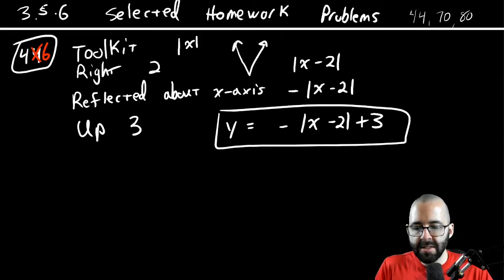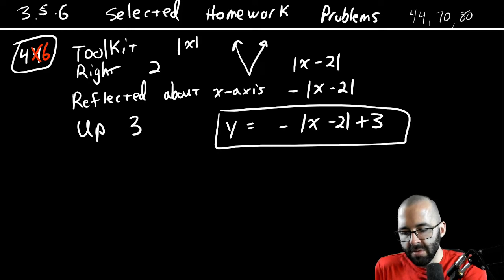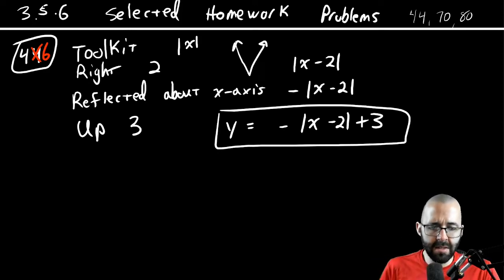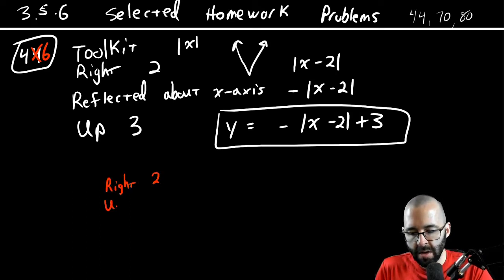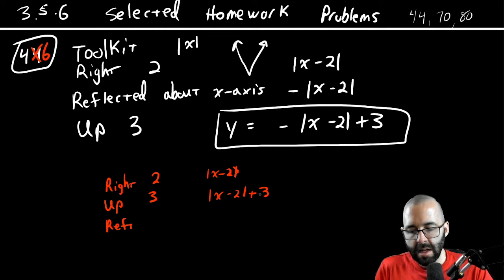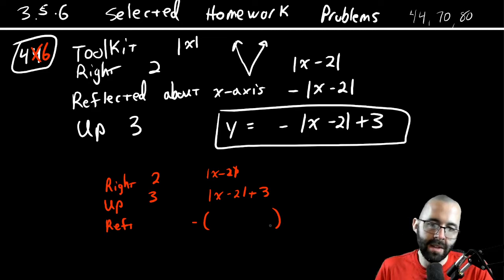Okay. And as a quick side note, I didn't mention earlier why the order matters. But notice if we did these in a different order. What if I did right 2, up 3, and then reflect? Well, right 2 would still be x minus 2 like this. Up 3. Well, technically, if we reflect now, you put a negative in front of everything, but we only want a negative on the inside.